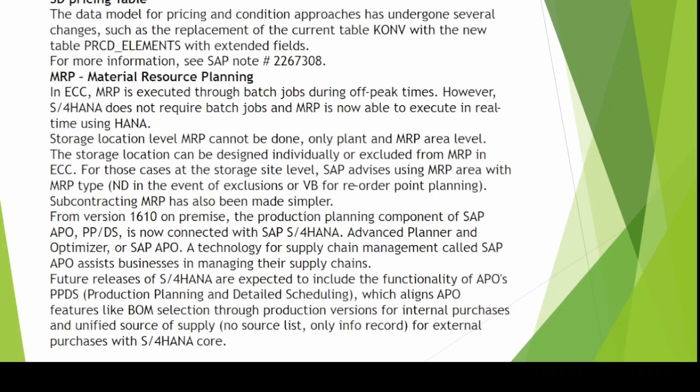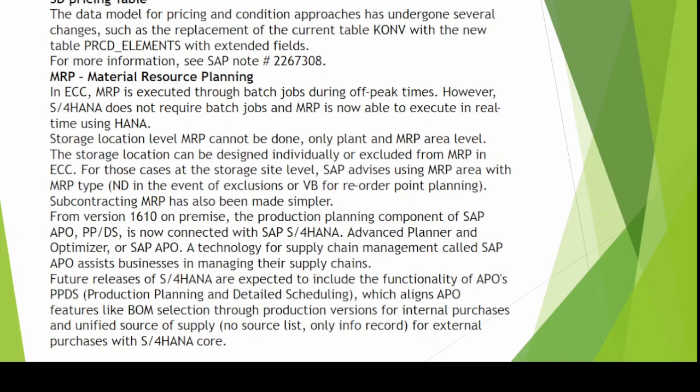Subcontracting MRP has also been made simpler. From version 1610 on-prem, the production planning component of SAP APO, PPDS, is now connected with SAP S4 HANA. Advanced Planner and Optimizer, or SAP APO, is a technology for supply chain management that assists businesses in managing their supply chains.